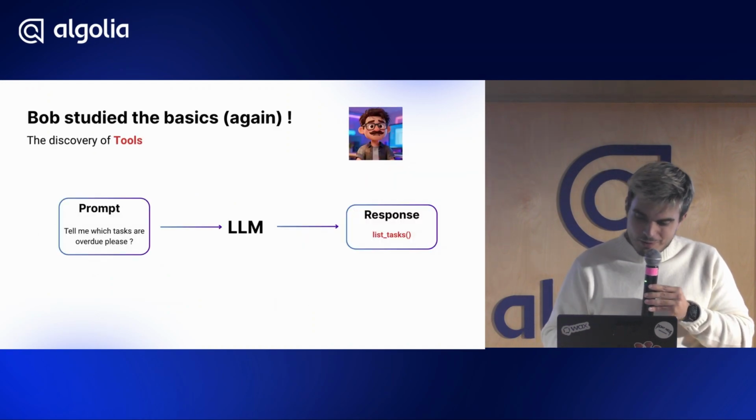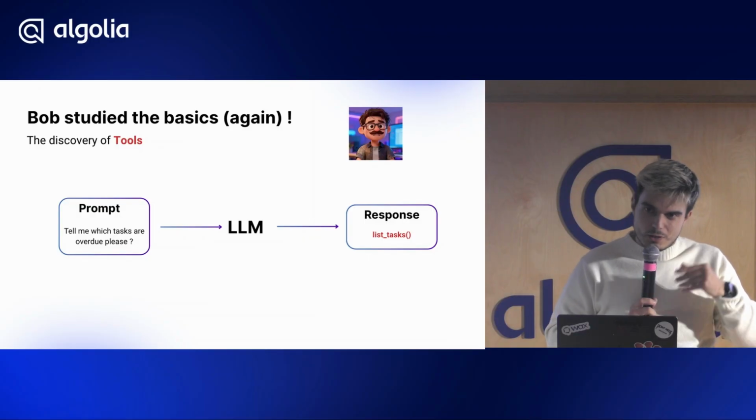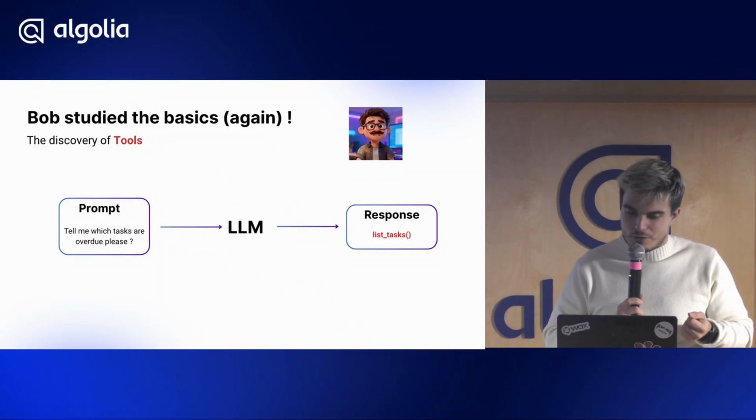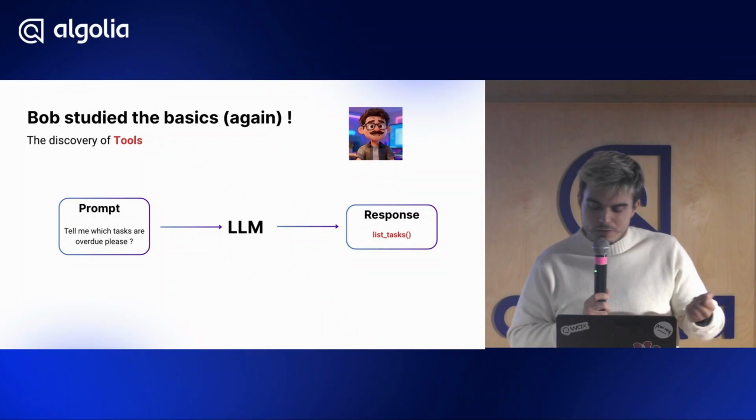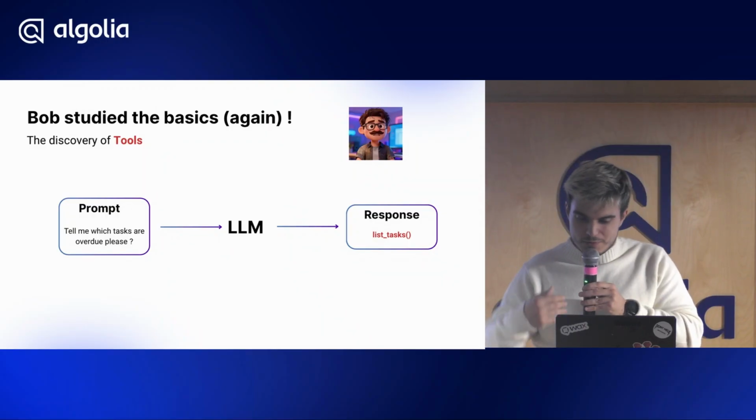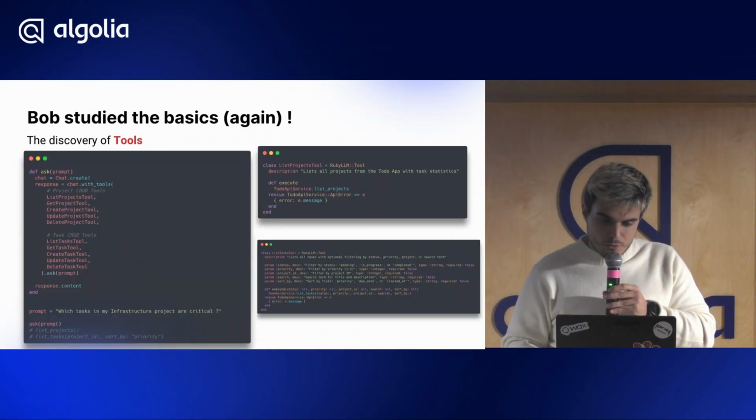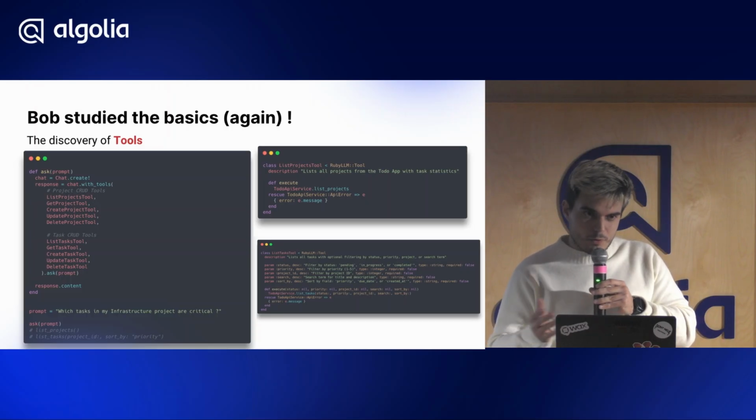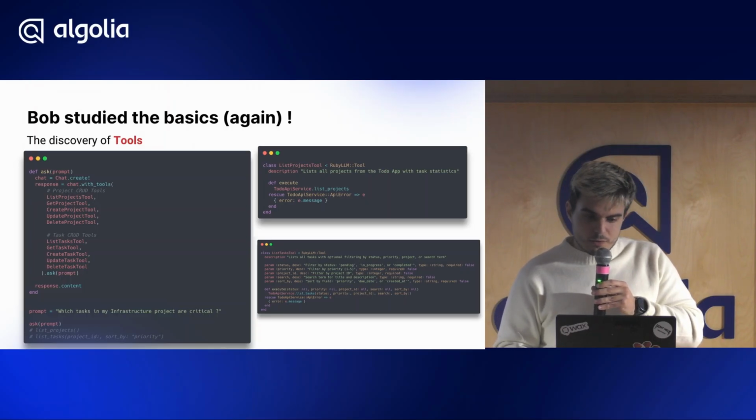He takes a prompt and he's like, but what if the response is not actually text, but an action? What if I can make the LLM say that I need an action? So he implements tools with Ruby LLM and tools. And this is what you see on the left side.